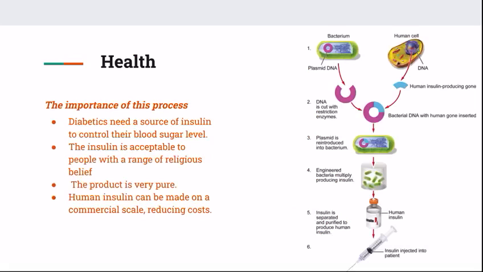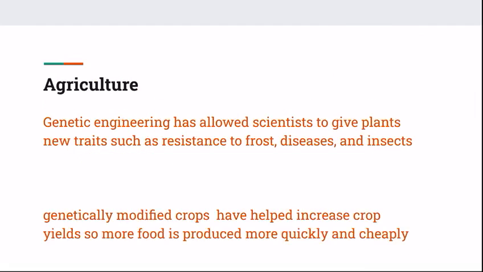Another benefit is that the insulin is acceptable to people with a range of religious beliefs who may not be allowed to use insulin from animals such as cows or pigs. The product is also very pure, and the human insulin can be made on a commercial scale, reducing costs.